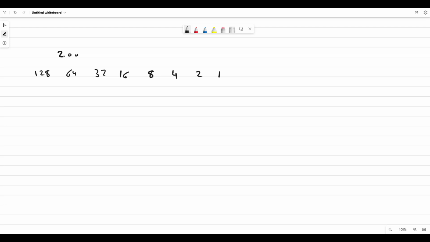Now 200 is greater than 128, so we put 1 here, then we subtract 128 from 200, so 200 minus 128, we get 72. 72 is greater than 64, so we put 1 and subtract 64 from it, so we get 8. 8 is not greater than or equal to 32, so we put 0 here, and it is less than 16, so we put 0 here. 8 equals 8, so we put 1 and we subtract 8, we get 0, so the rest of the numbers here will be 0. So we get this number: 1 1 0 0 1 0 0 0.